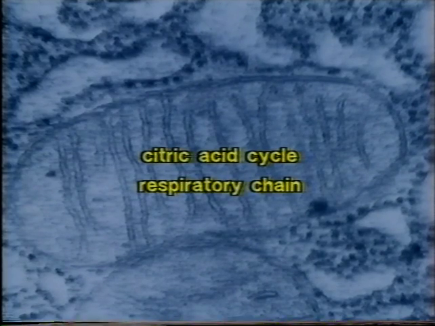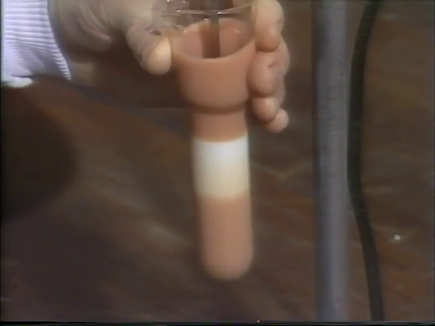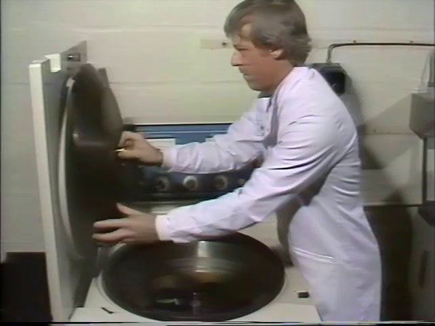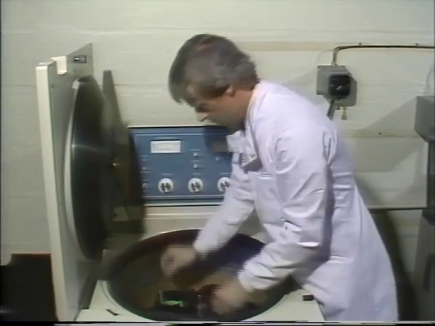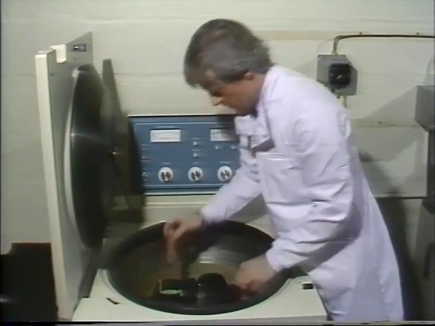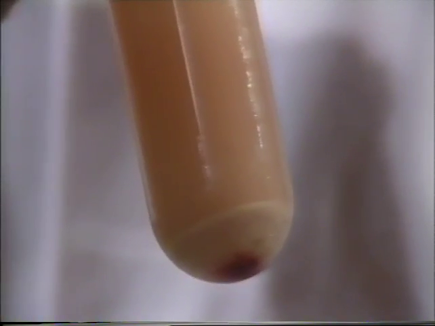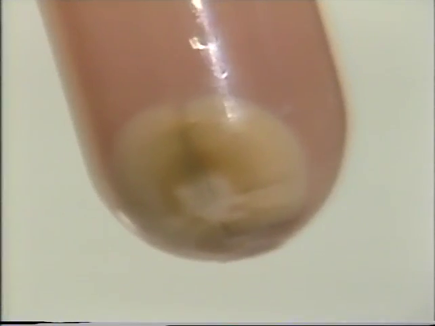If the activity of this enzyme is measured in a liver cell homogenate, and then in each of the subcellular fractions obtained from it by centrifugation, the nuclei, the mitochondria, and other fractions, it's possible to follow the progress of the mitochondria as they are separated from other cell components.